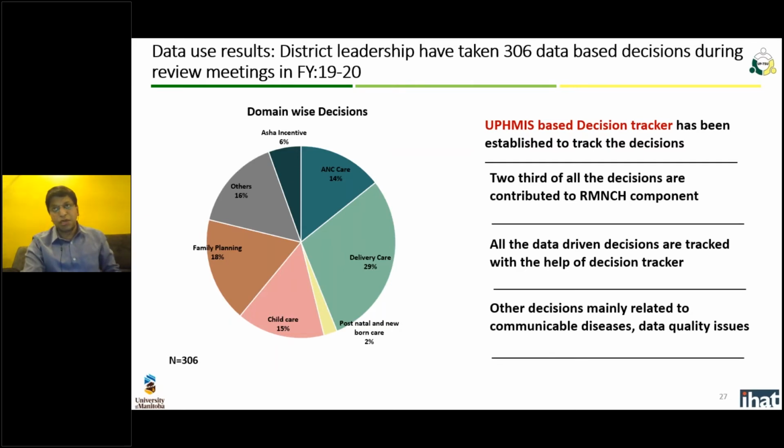The other part which Vikas talked about in the beginning is how we are making use of this data. We have a system of tracking decisions in the UPHMIS, where the analysis is presented to the district and block level, and they take decisions which are followed up subsequently to ensure whether those decisions are fulfilled or not. A lot of decisions have been taken over time, but we are presenting just the last financial year, where 306 decisions were taken based on data that was either analyzed, presented, or taken directly from the dashboard.